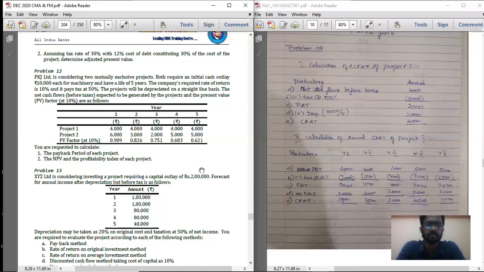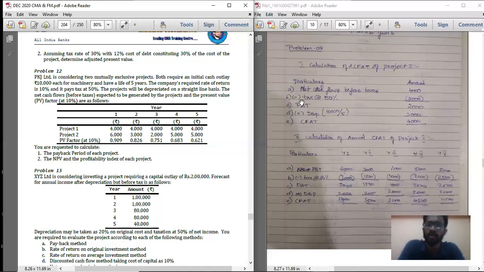Below that, problem number 12, statement number 1, calculation of annual CFAT, that is year C. CFAT for project 1: for every year, the net cash inflows before tax are the same, so you can find it using only one value, that is 4,000 itself. If every value is different, then you should calculate CFAT for each of the 5 years. Whereas if the amount is the same every year, you can find it using only one number, that is 4,000.